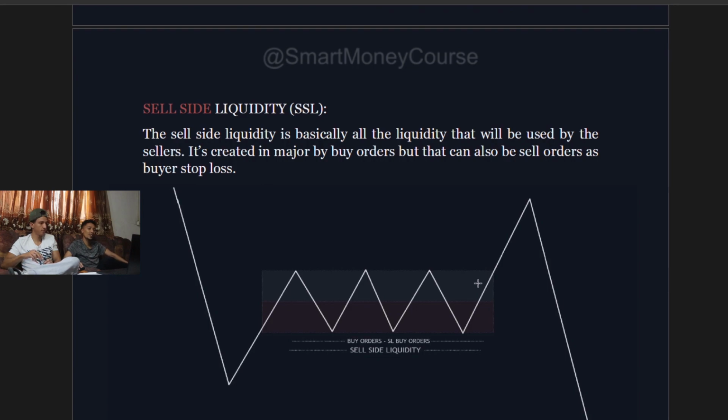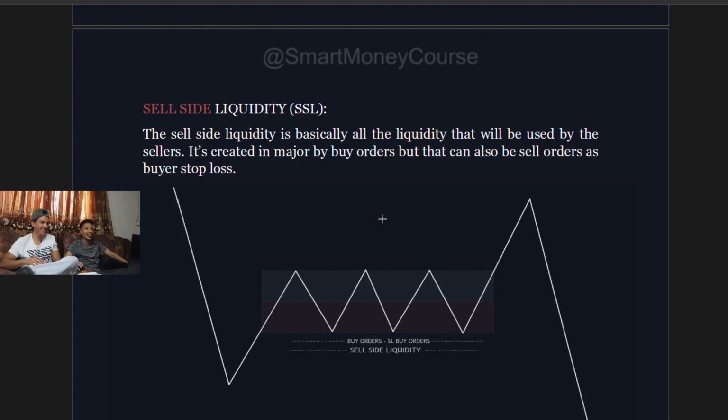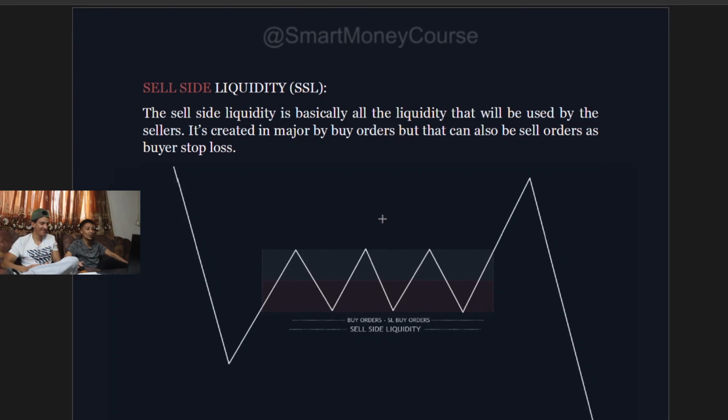Okay. Sell side liquidity. The sell side liquidity is basically all the liquidity that will be used by the sellers. It creates in major by buy orders, but can also be sell orders as buyer stop loss.